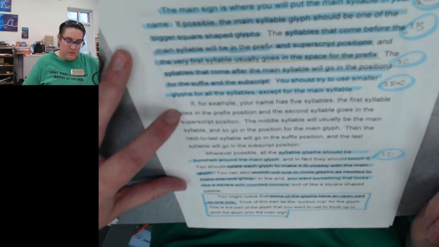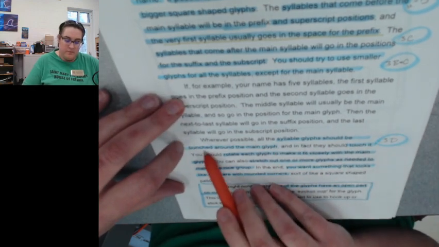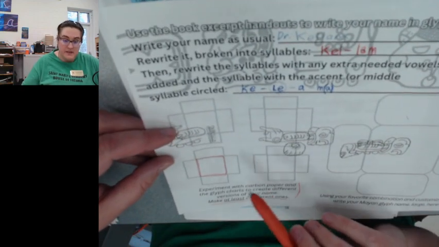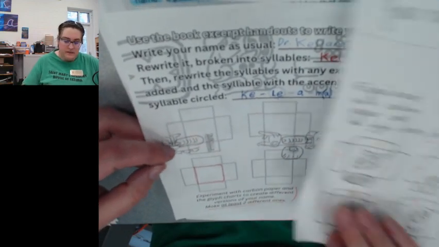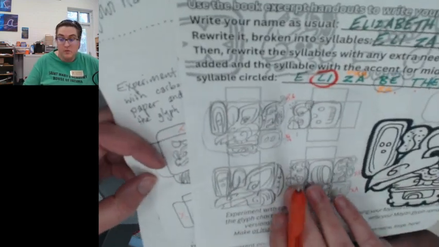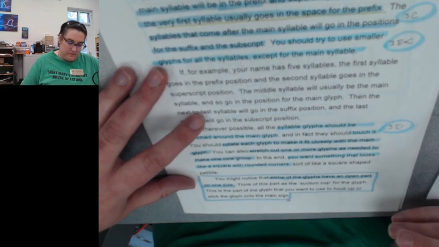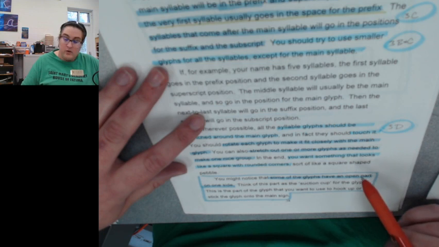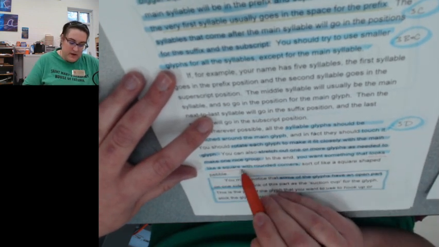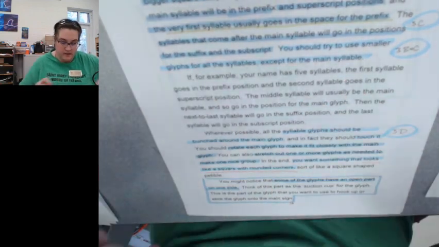So here's where we're going to go with. The goal is to get all the syllable glyphs bunched around the main glyph. They should touch. When you're still experimenting in these smaller blocks, it's okay if they don't quite yet touch. You're experimenting with these. These are the brainstorming ones. What your goal is, is to get all of these to come together so it kind of looks like a square with rounded corners. So everything should kind of moosh together.